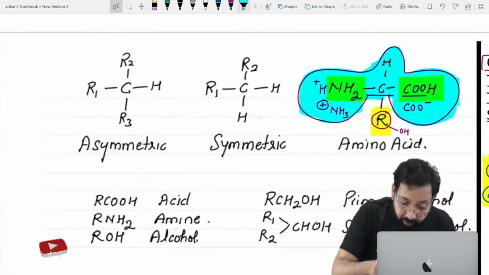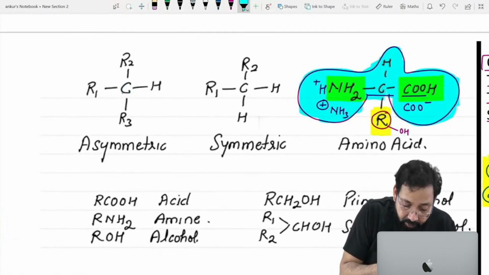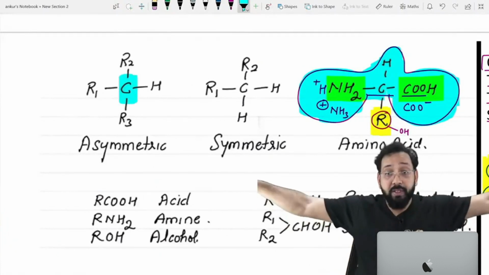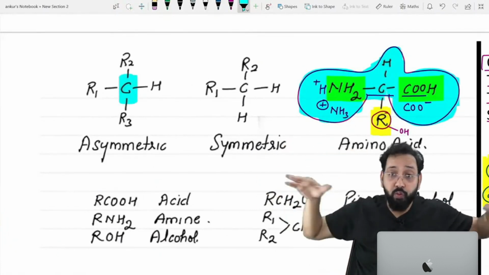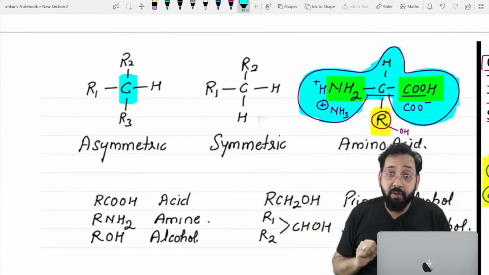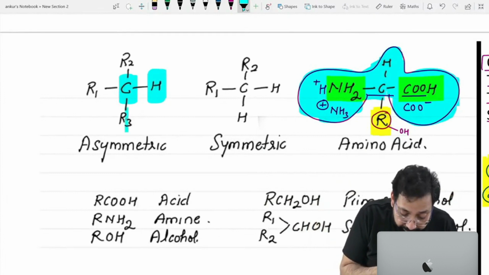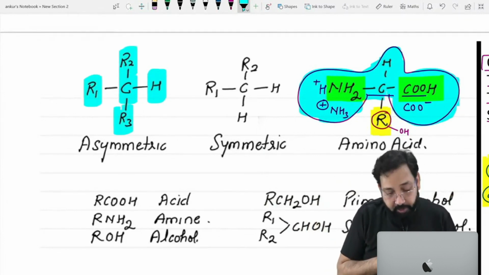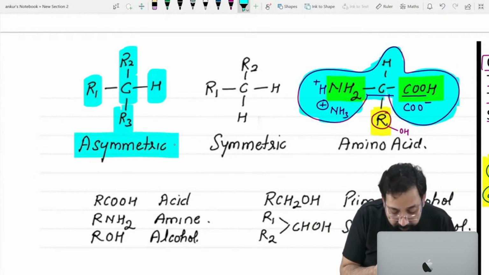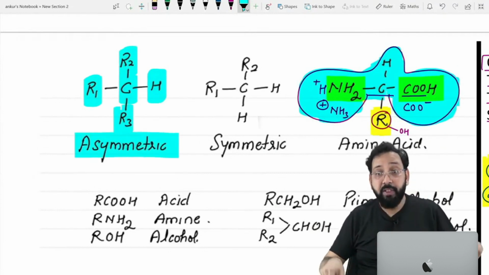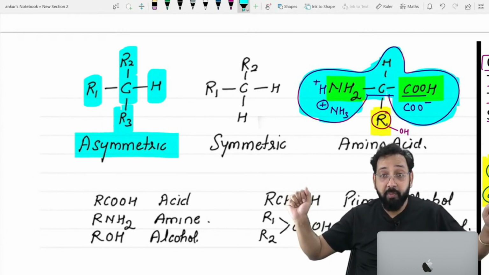Asymmetric carbon is having 4 valencies. Carbon is having how many valencies? 4 valencies are there. And we found that if carbon's 4 valencies are occupied by different groups, H, R1, R2, R3, then this is an asymmetric carbon.